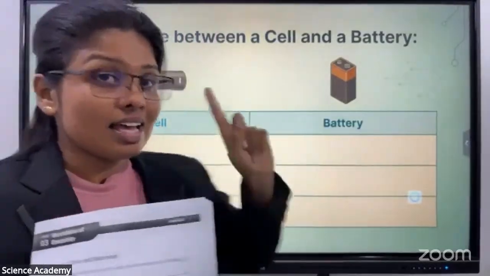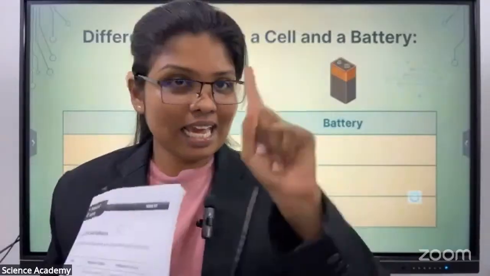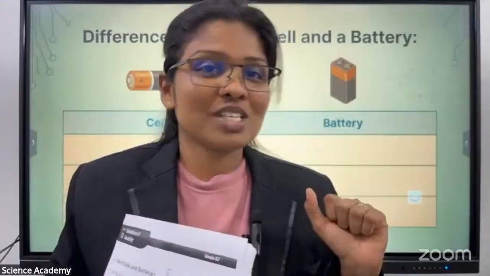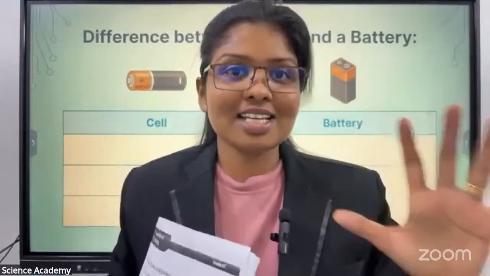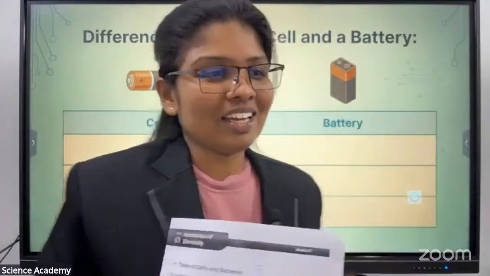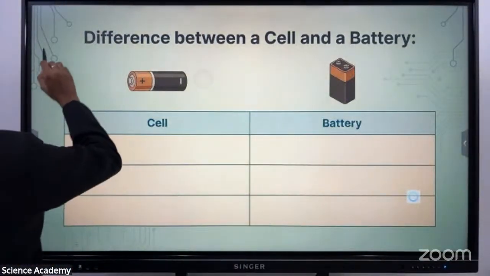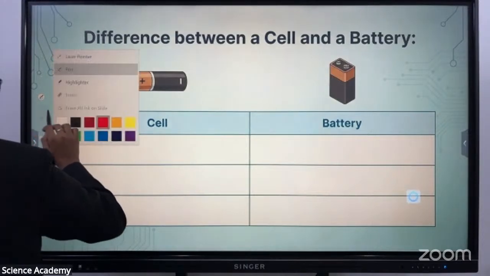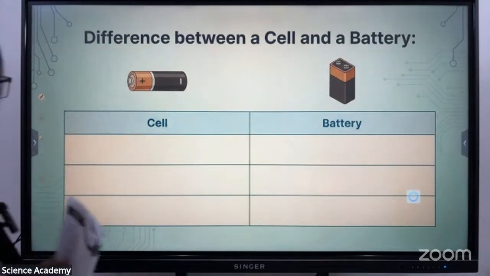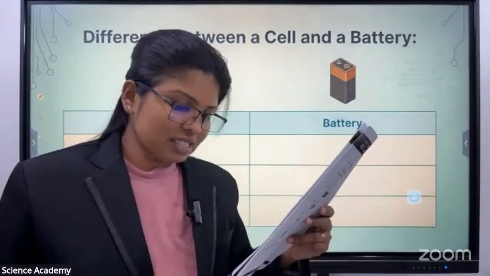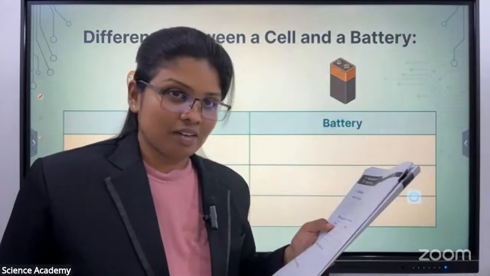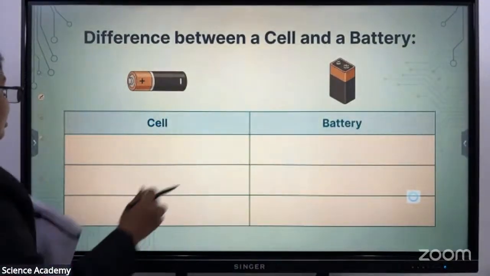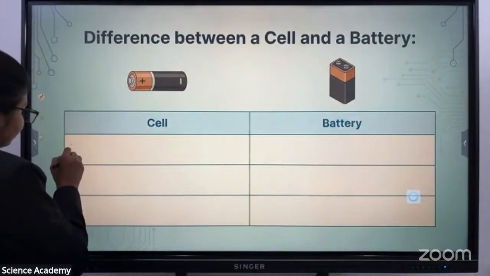Another thing is that a cell is one single unit. A battery is a collection of several cells. I hope that it is clear for all of you. Okay, right. Now I am going to write down the differences between a cell and a battery. Here on page number 7, I have given the table, children. This side cell, this side battery. Here I am writing the first one.